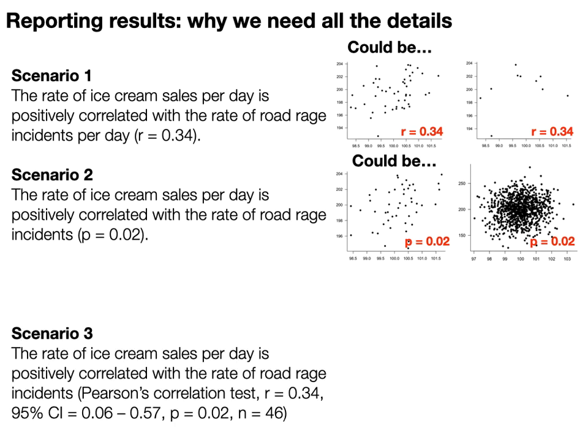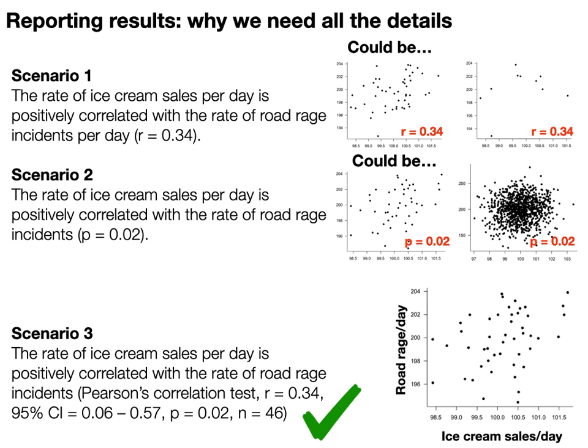And so that's why it's so important to report all of the sources of information that you need to convey your results. So here's a third example. The rate of ice cream sales per day is positively correlated with the rate of road rage incidents. Report the type of test, report the correlation coefficient, report its 95% confidence interval, the p-value, and the sample size. And so that would uniquely identify a given strength of correlation and a conclusion about the null hypothesis.